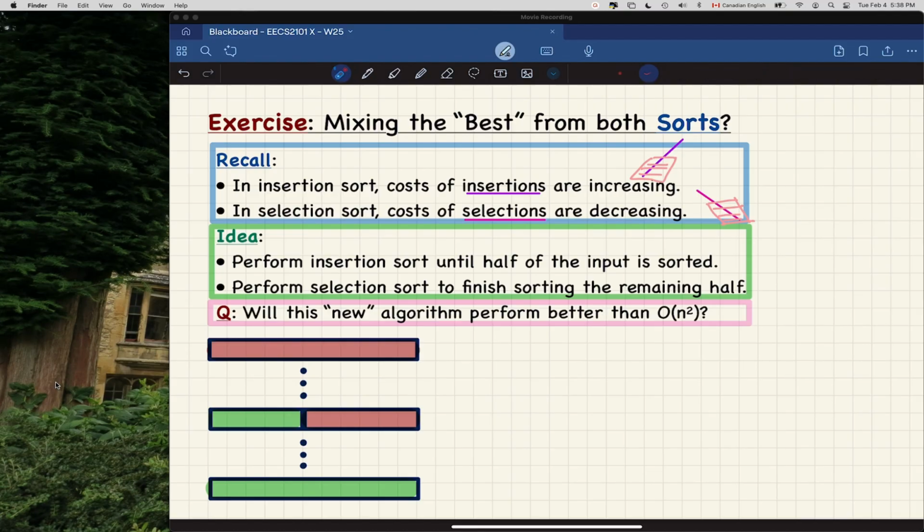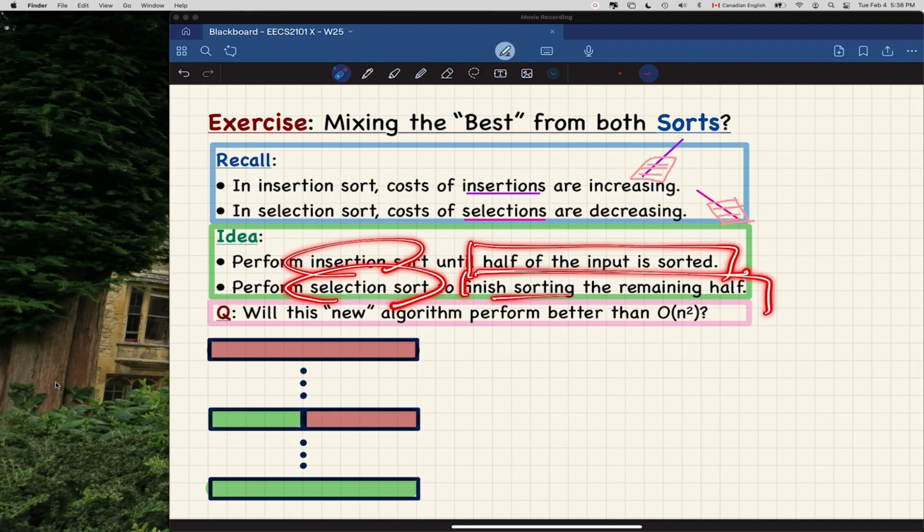Here's the idea. We want a new sorting algorithm that somehow combines insertion sort and selection sort together. Let's assume there is an even number of elements in the array, so n divided by 2 gives you a whole number. Okay? We're going to perform insertion sort for the first half of the input array, and then selection sort for the second half of the array.